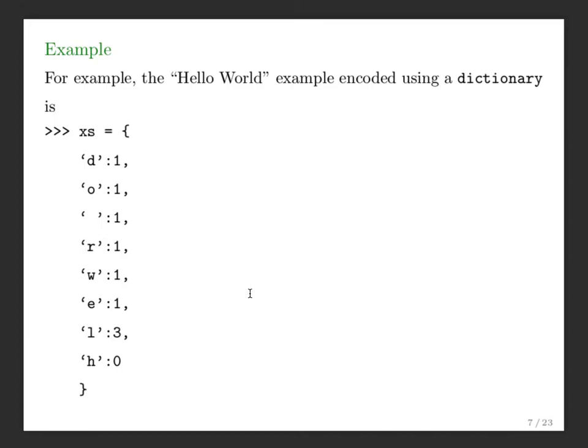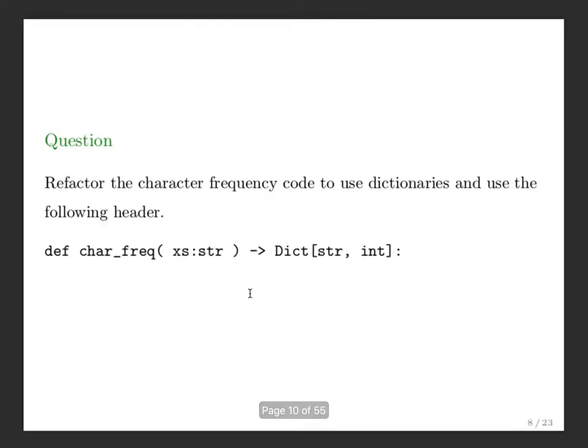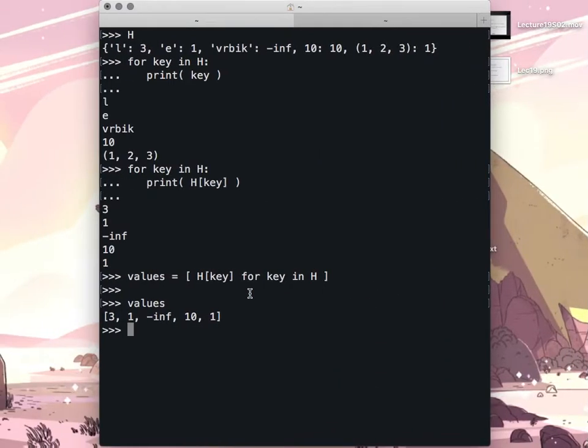So now when we're talking about problems, we have an option to say, oh, well, will you take a dictionary as a return type? Right? And that's going to be the answer in a lot of cases, to create these dictionaries as a return type. Refactor the character frequency code to use dictionaries and use the following header. Sure. Okay, so let's write the character frequency code. I think we have enough to do that.